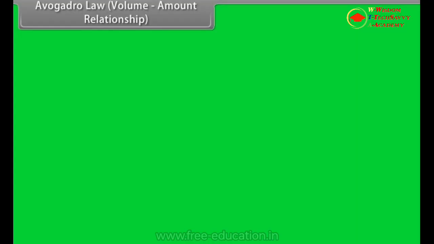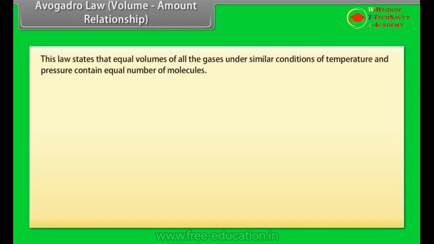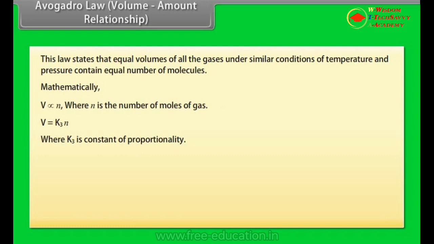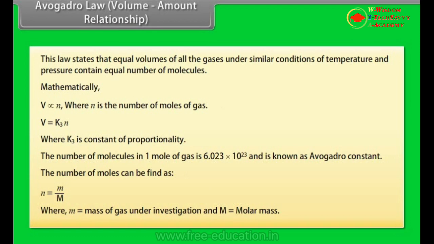Avogadro's law. Volume-amount relationship. This law states that equal volumes of all the gases under similar conditions of temperature and pressure contain equal numbers of molecules. Mathematically, volume is directly proportional to the number of moles of gas. V is equal to K3 n, where K3 is the constant of proportionality. The number of molecules in 1 mole of gas is 6.023 into 10 raised to the power 23 and is known as Avogadro's constant. The number of moles can be defined as n is equal to m by M, where m is the mass of the gas under investigation and M is the molar mass.